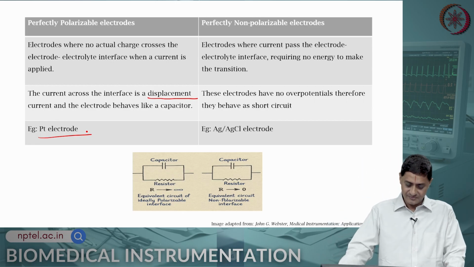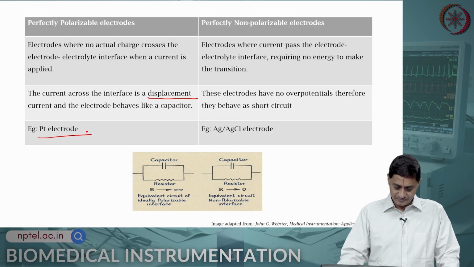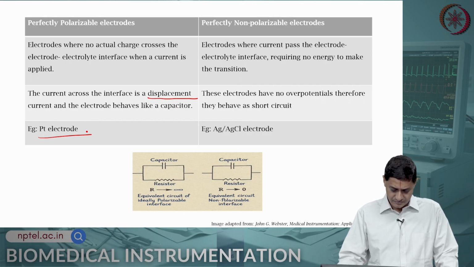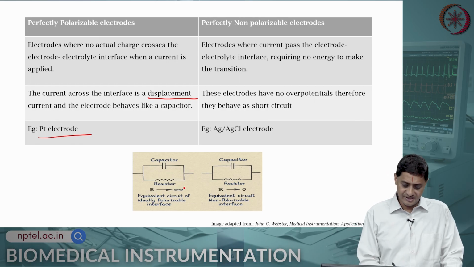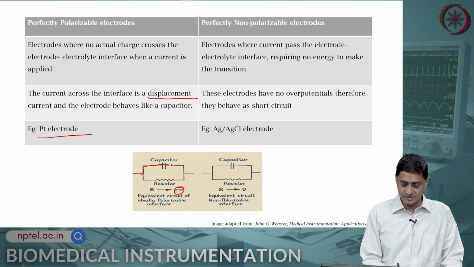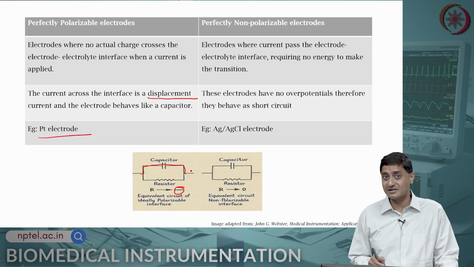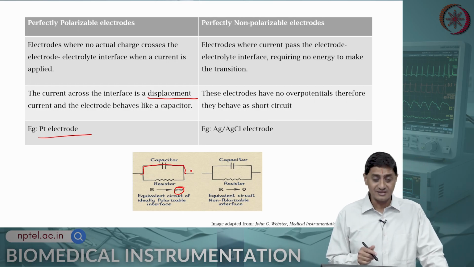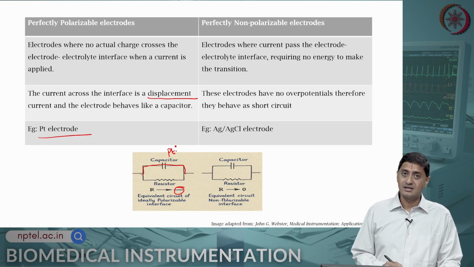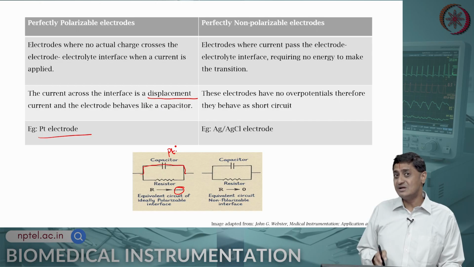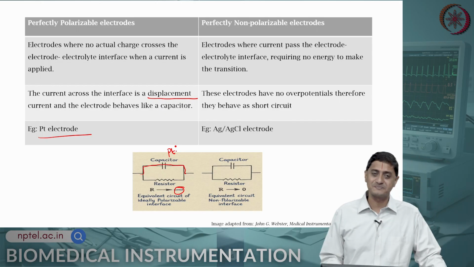So, for example, in this equivalent circuit of an ideally polarizable electrode, if the resistance is infinity, then all current will flow through the capacitor. That current will be a displacement current. That is what happens in a platinum electrode: no actual charge crosses, only a displacement current happens.